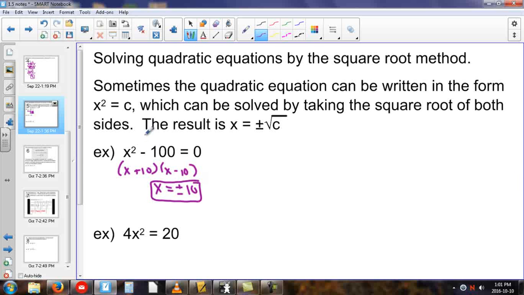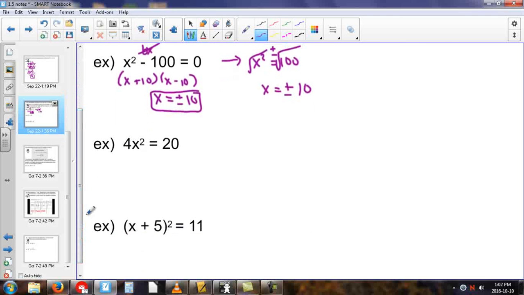When the b term is missing, when you don't have bx, because b is 0, you could set x squared equal to the value. You could get it so that x squared is alone. So I would do that by adding 100. So this equation would then say x squared equals 100, and then I could take a square root. But when you take the square root of both sides, you have to insert a plus or minus. If you're the author, you must have the plus or minus. Well, what is the square root of 100? Well, that's 10.